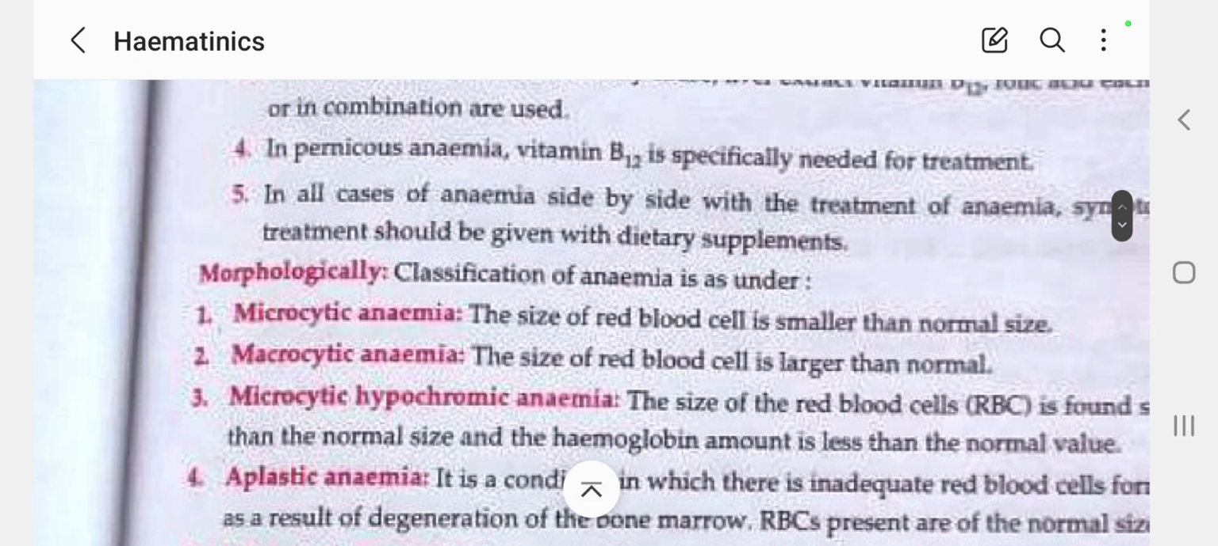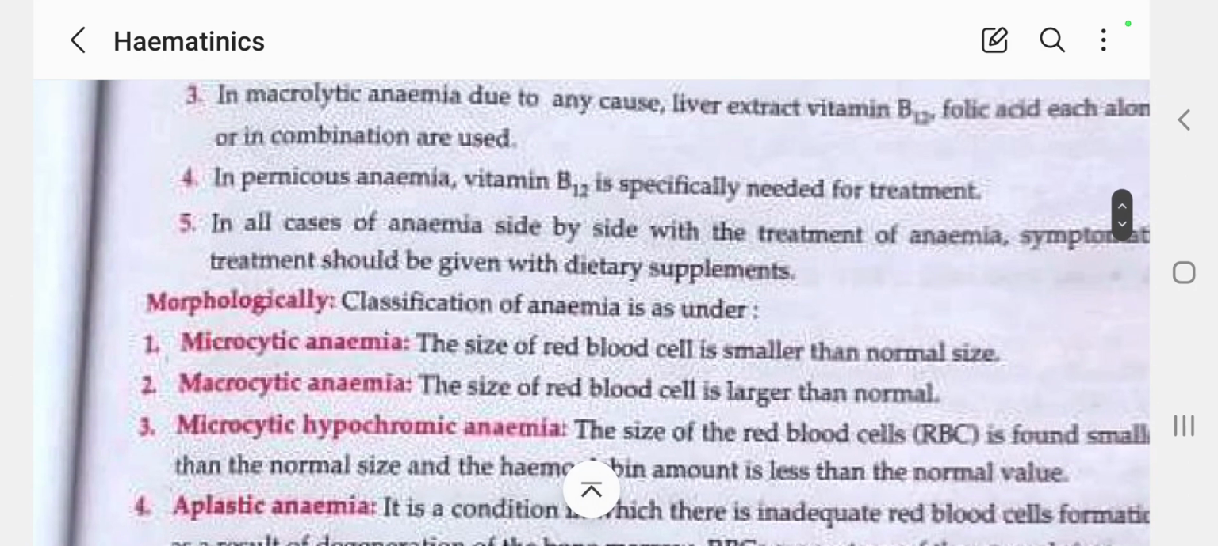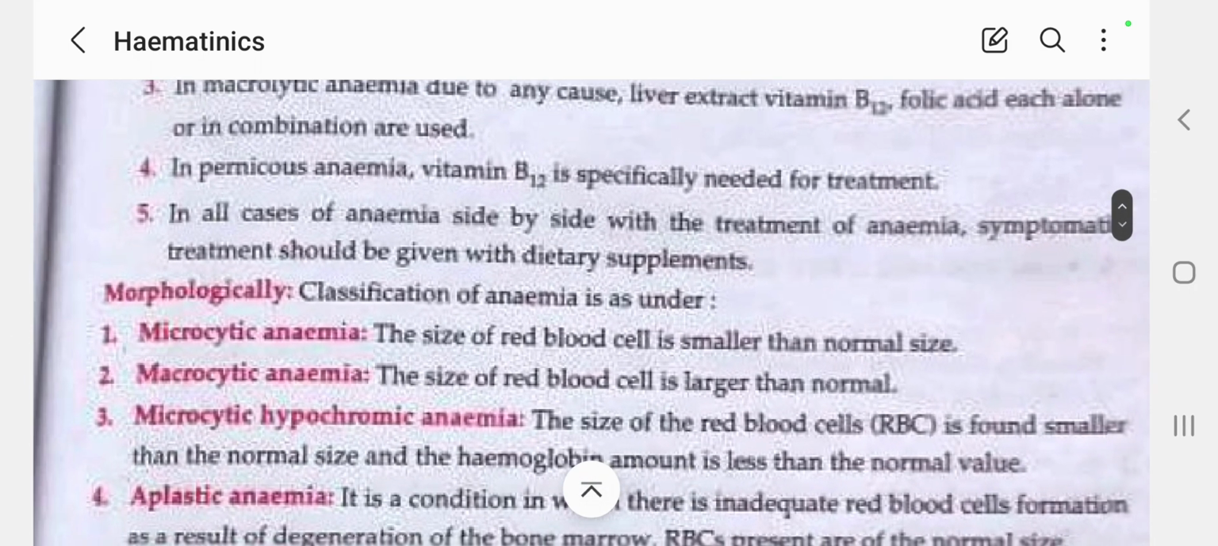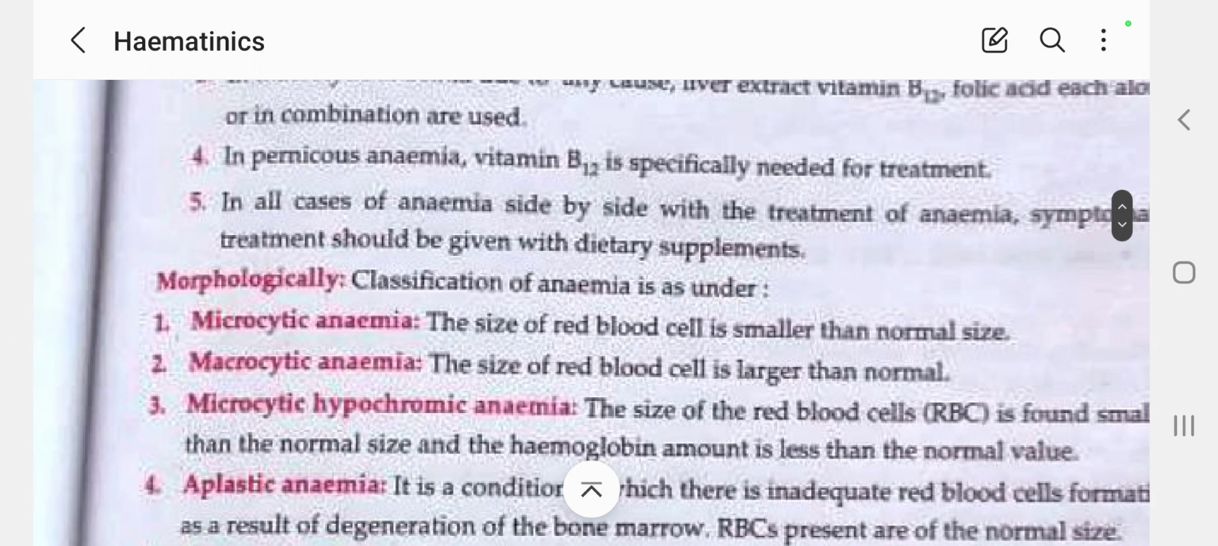Next we'll see the classification of anemia, under that, microcytic anemia. How does it occur? The size of the red blood cell is smaller than the normal size. If the RBC size is smaller than normal, the person is affected by microcytic anemia; micro means small, so the name itself indicates it. Anemia occurs because of impaired red cell formation.